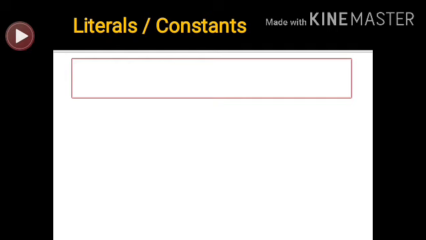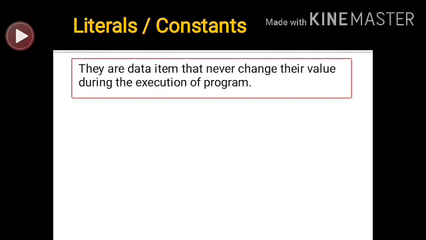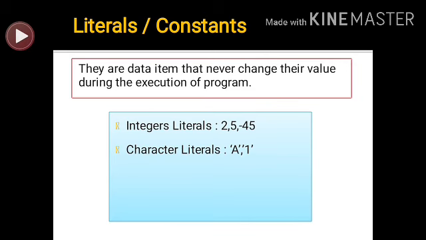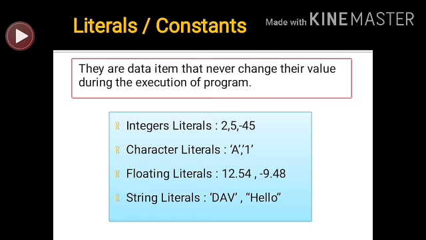Literals and constants. They are data items that never change their value during the execution of a program. In Python, there are 4 types of literals. Integer literals, they are whole numbers. They may be positive or negative. Character literals refer to a single character that is enclosed in single quotes. Floating literals are for fractional numbers. They may be positive or negative. String literals, a sequence of characters enclosed within a pair of single or double quotes.